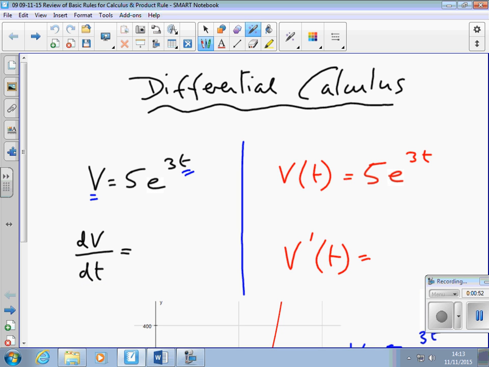So the two letters effectively in the function that you've got, and at this level you'll only ever have the two letters. One will be the independent variable, generally the one on the right, so that's the one that goes on the bottom, and the dependent variable is the one that goes on the top. So to represent the differential of this, I would say dv by dt. If the variables were y and x, then I'd say dy by dx, or whatever it is. Okay, so that's one notation we use for the differential.